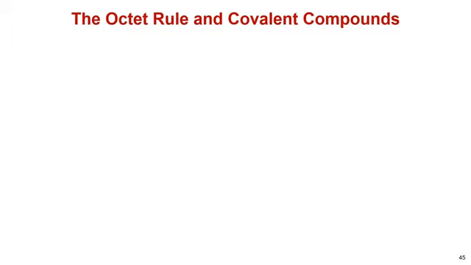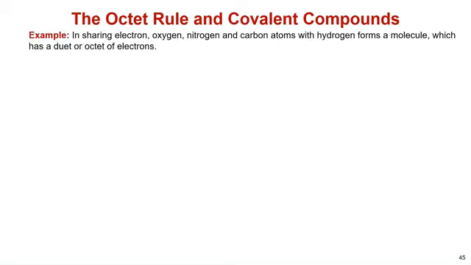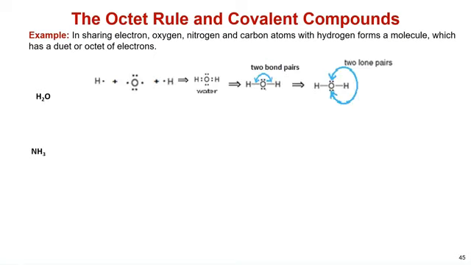So we talked about how water forms a Lewis structure, shown here on the right side, with an octet of electrons on the oxygen atom and a duet of electrons on the hydrogen atom. Therefore, hydrogen achieves the helium electronic configuration, and oxygen gets the neon electronic configuration.